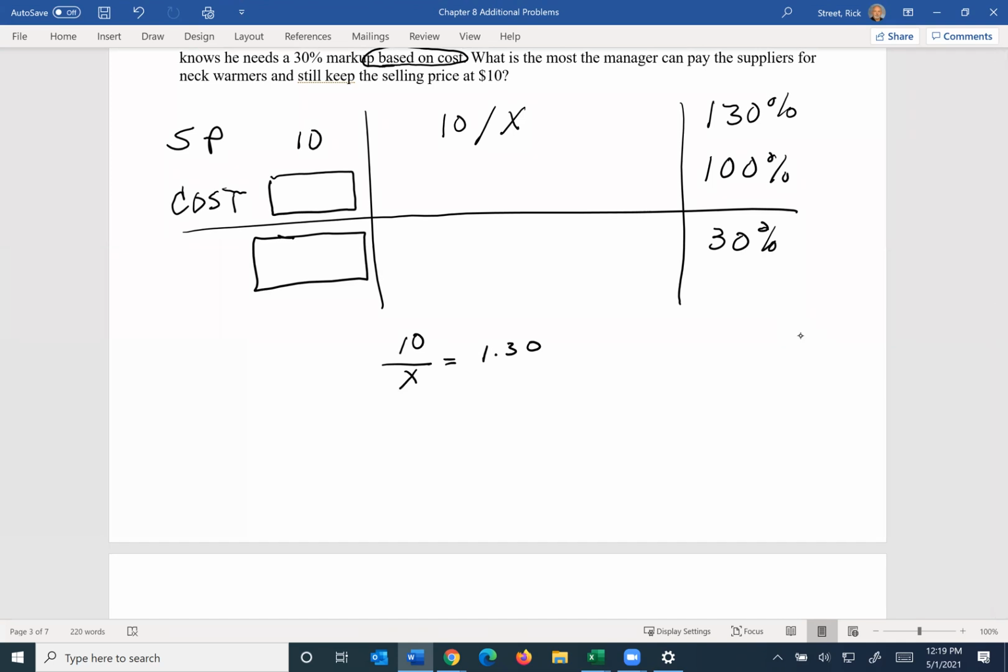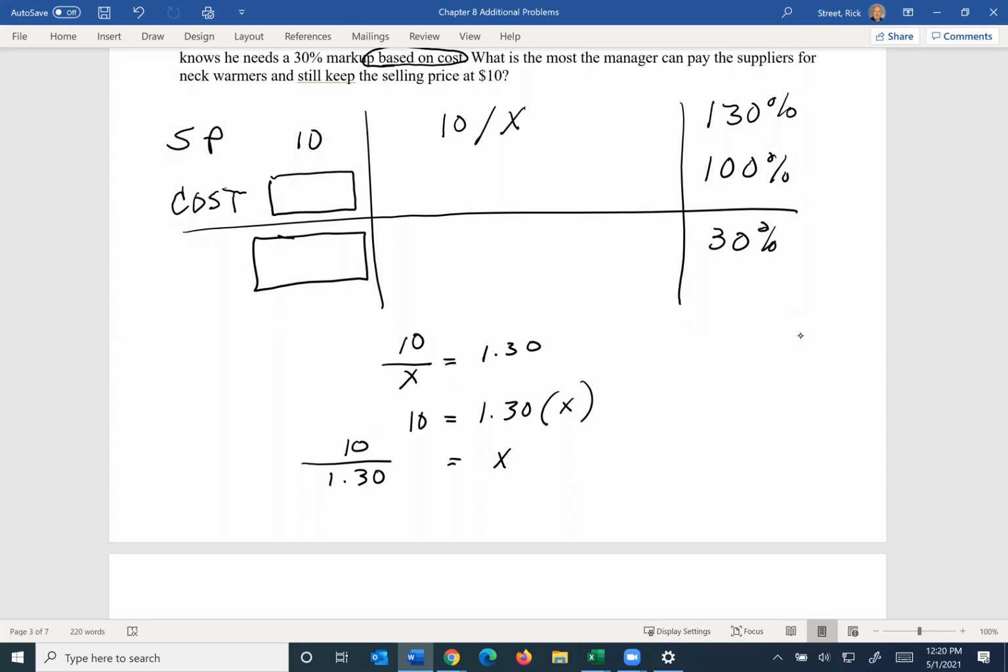Get X on both sides again. I just want to do it this way. Is 10 equal to 1.3, or 130%, times X. And now to get X on this side all by itself, we just take the 10 and divide it by 1.30. And then we will get the cost that we are going to be able to pay. That's all we're going to pay, because that's exactly the cost that we need in order to sell it at $10 and still get a 30% markup.